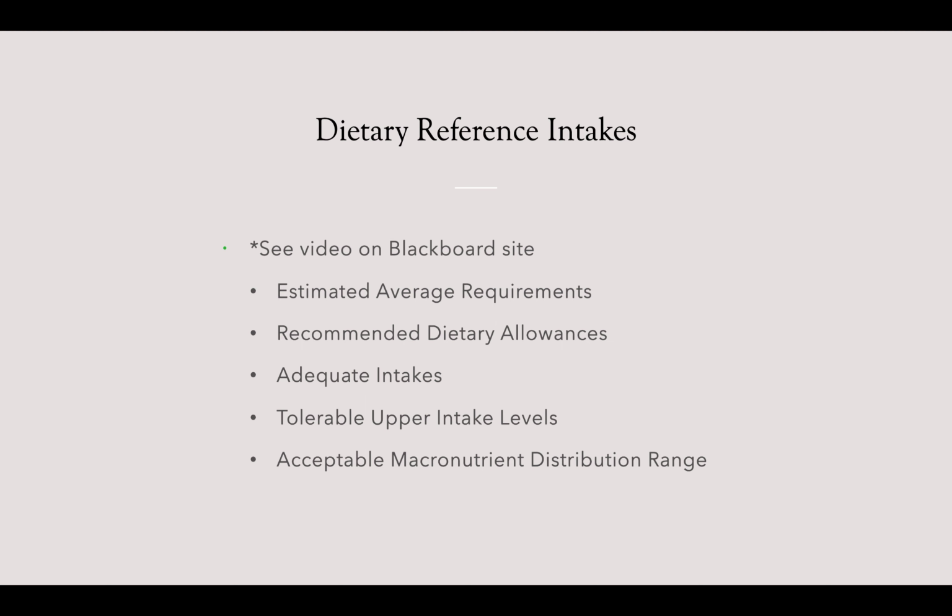Now, I'm not going to be speaking about dietary reference intakes in this presentation because I provided a video on the Blackboard site, but I need to make sure that you go over estimated average requirements, the recommended dietary allowances, adequate intakes, tolerable upper intake levels, and the acceptable macronutrient distribution range. So the DRIs, that's just a generic term for a set of nutrient reference values. That's what I want you to take a look at. Nutrition experts use these to make dietary recommendations, and again, just make sure you watch the video. It has some great visuals to help you understand these concepts.